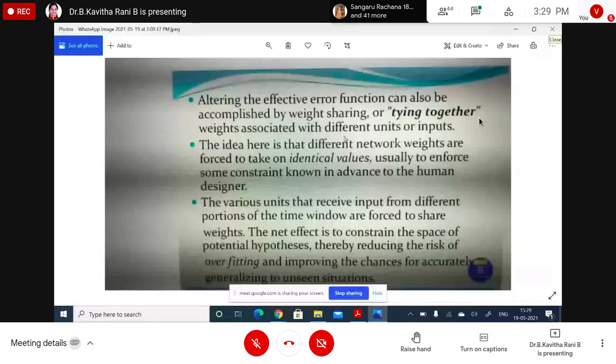Another alternative method is altering the effective error function, which can also be accomplished by weight sharing, or tying together weights associated with different units or inputs. So what is one more alternative method? That is tying. Instead of taking W1 at one time, we will be using the weights W1, W2 at the same time. We are combining two weights at a time and giving them to one input value. X1 is one input value, W1 and W2 are two weight values given to the same input. So this is tying together weights associated with different units or different inputs. This is one more alternative method.